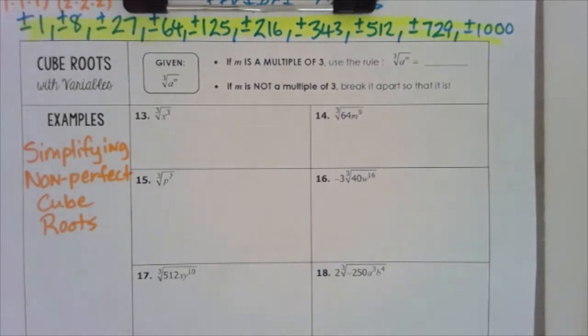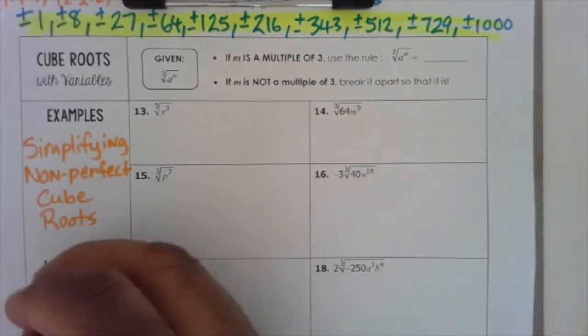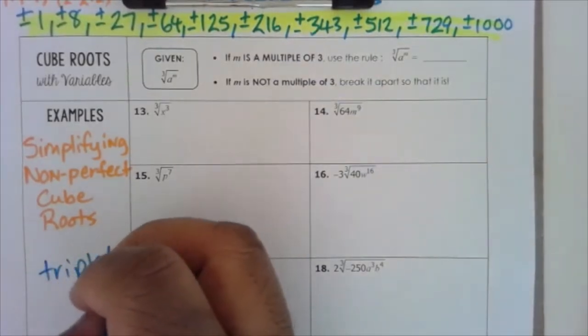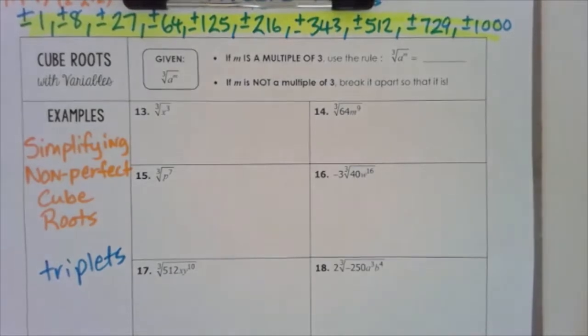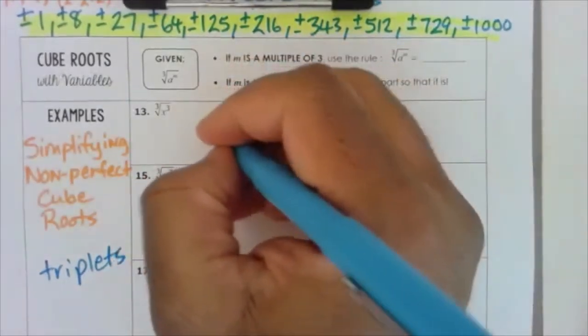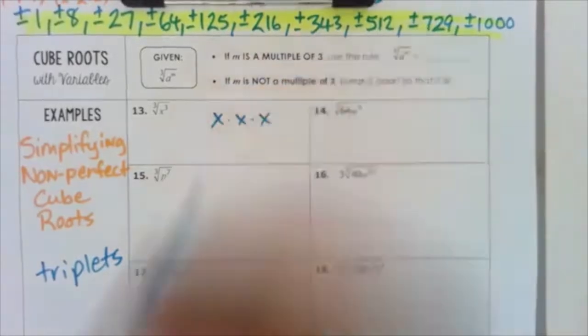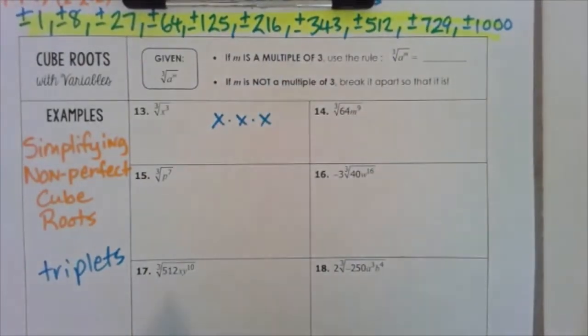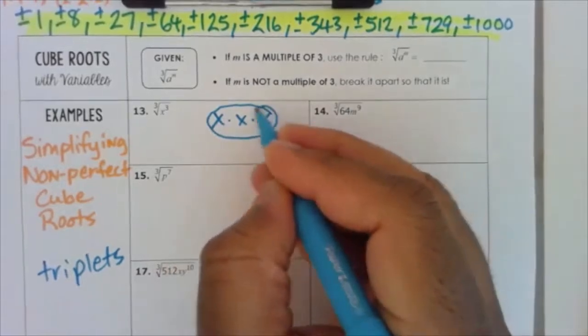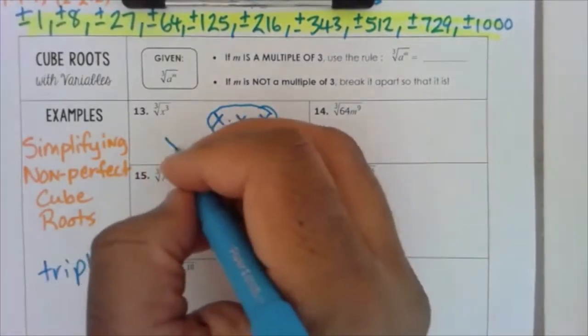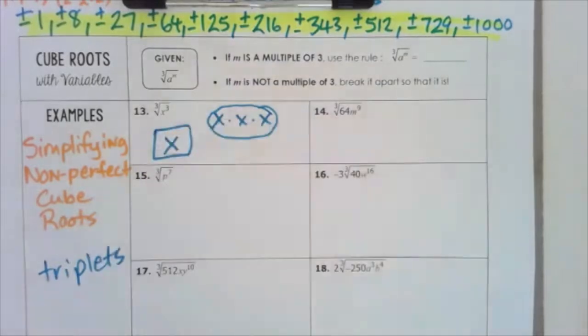I'm gonna do mostly the odd questions on this paper here. So if we take a look at number 13, this time we have a cubed root and we have a variable on the inside. So we have x to the third power. The key thing we're gonna be looking for are triplets when we're dealing with variables. So if I take a look at number 13, just like we did yesterday, if I were to write this out, x times x times x, how many triplets would I have? Well, I would have one set of triplets. And so my answer would just simply be x.